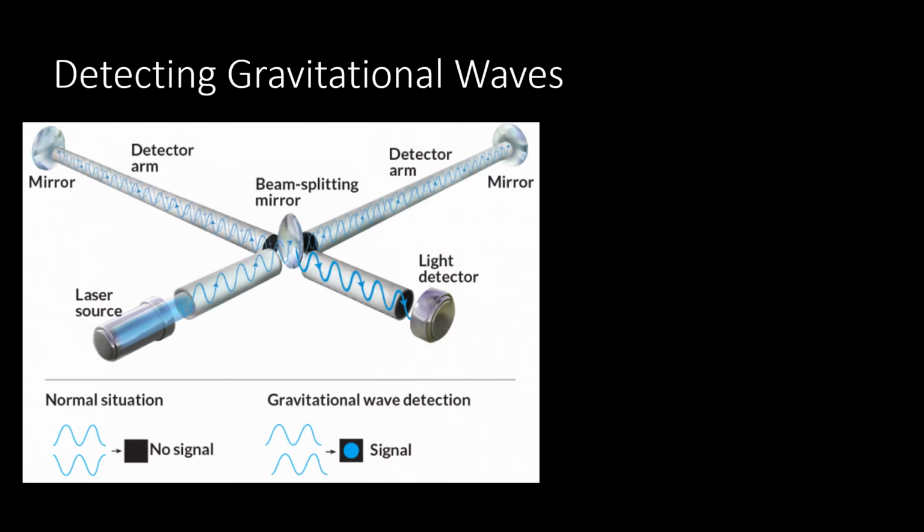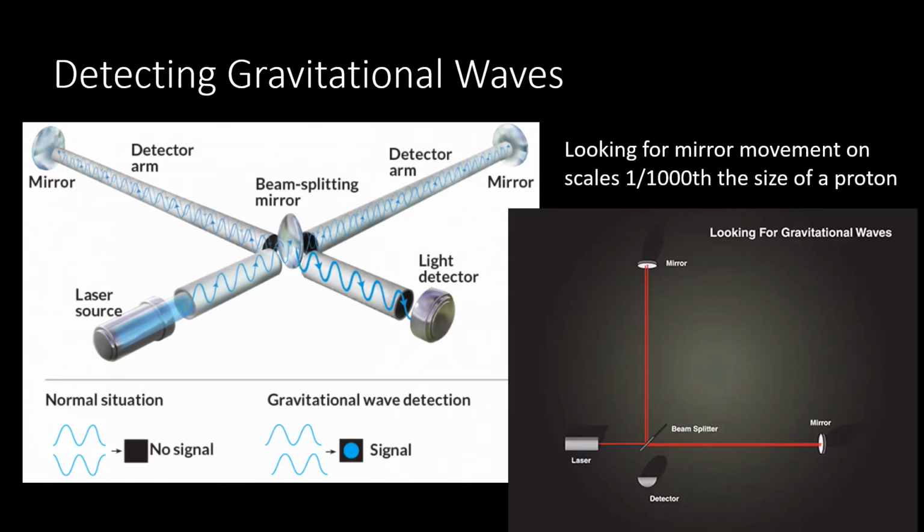But if a gravitational wave signal does pass by, that's going to stretch and squeeze space-time. It's literally going to jiggle the mirrors a little bit. And when the light is recombined, it's not going to be exactly out of phase anymore. It'll be partly in phase, and we will see a signal in that light detector.